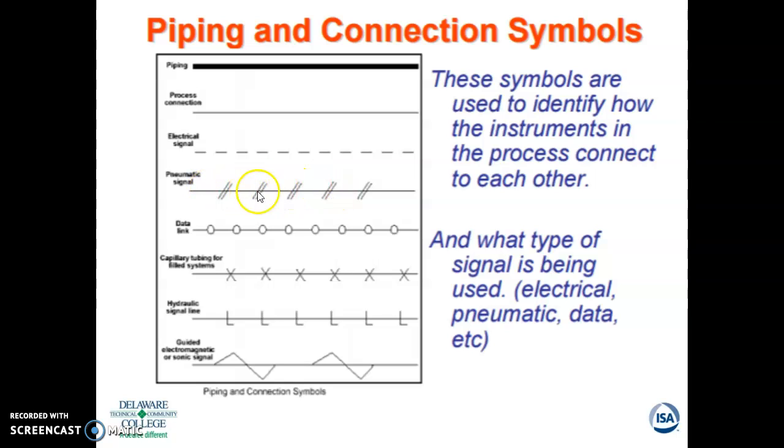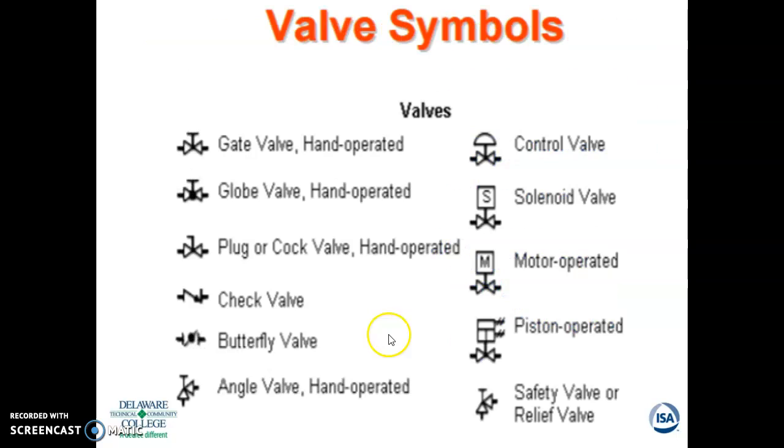That's always giving you an instrument error signal. These little circles are data links that come from wherever, it might be a computer. And then capillary tubing for a filled system, for a field system, is this symbol here. Excuse me, this indicates a hydraulic system, okay? So this little L, just know that. And then this is to do with an electromagnetic or sonic signal.